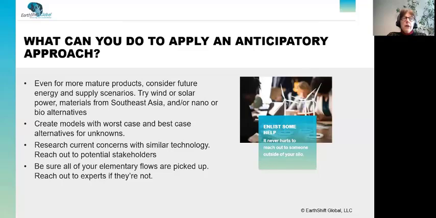You can also look at what the concerns are with a similar technology. So if you don't want to let the cat out of the bag about what you're doing, and you want to understand what stakeholders might be interested in and what they might be concerned about, look at a similar technology. Look at something that is along the lines of what you're doing to understand where stakeholders are concerned, and always reach out to stakeholders if you can.